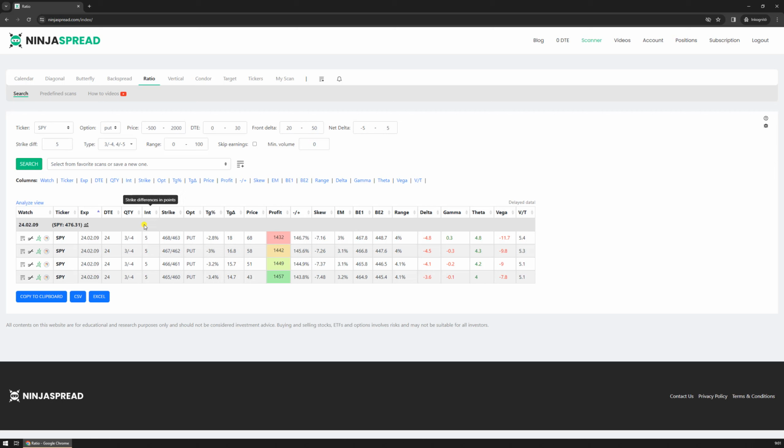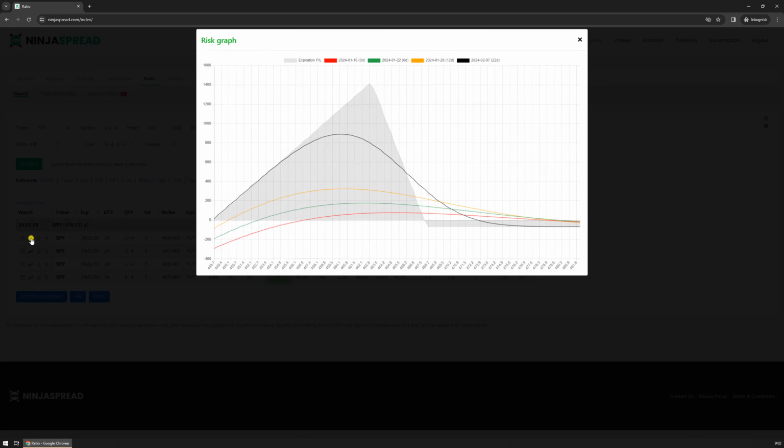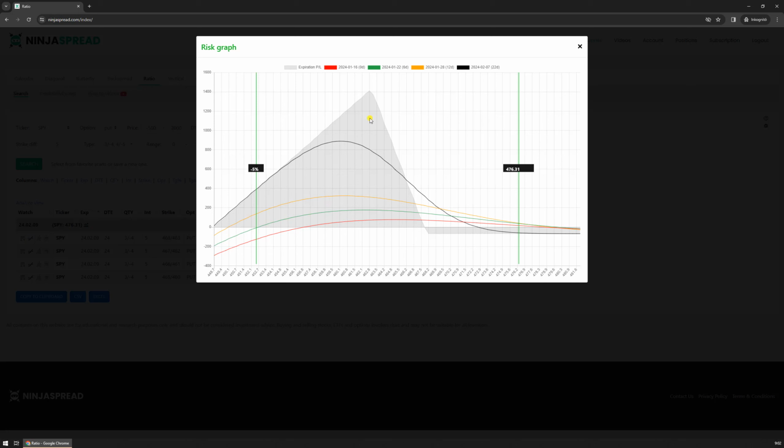We only got these results for this combination, which are 24 days to expiration, and the cost is 68, 58, 51, and 43. And you will see the break-even points, the two break-even points, the range between the break-even points, and the net delta of the position. If you click on this icon, you will see the risk graph of the strategy.